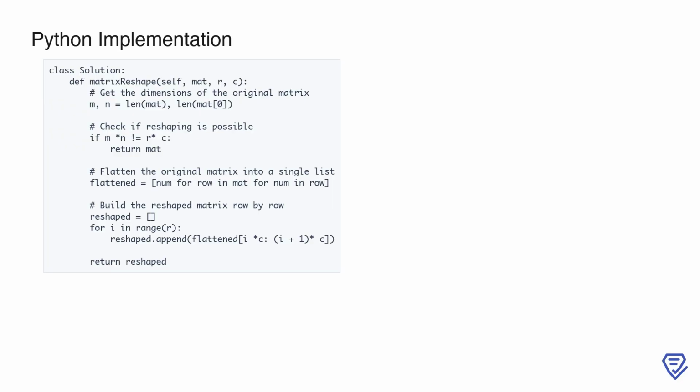If reshaping is possible, the code first flattens the original 2D matrix into a one-dimensional list using a nested list comprehension.